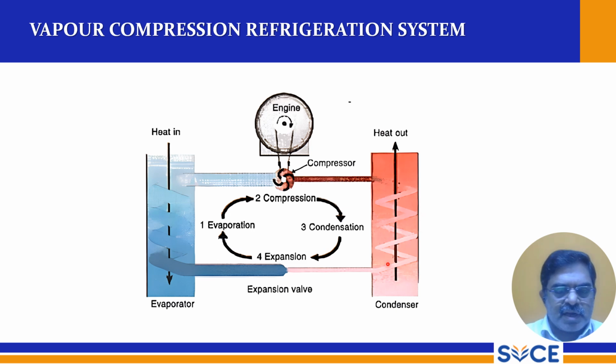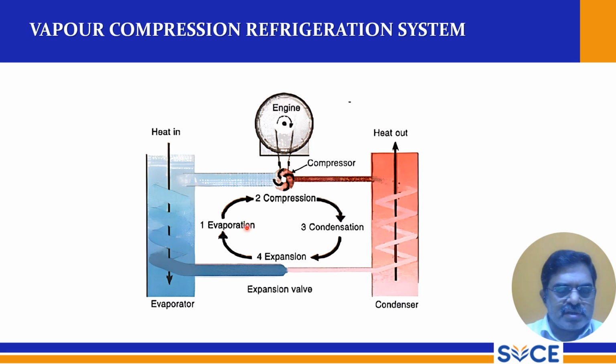So that is done by condensation, and then we have expansion. This is the expansion valve, which expands the refrigerant, and then we have evaporation. Evaporation is the last stage. This is the evaporator, and heat is taken in. These are the four processes happening in a cyclic manner, with heat in here and heat out here.